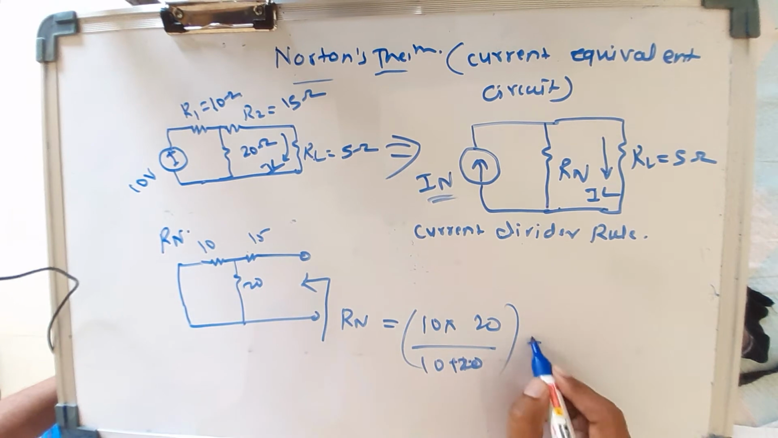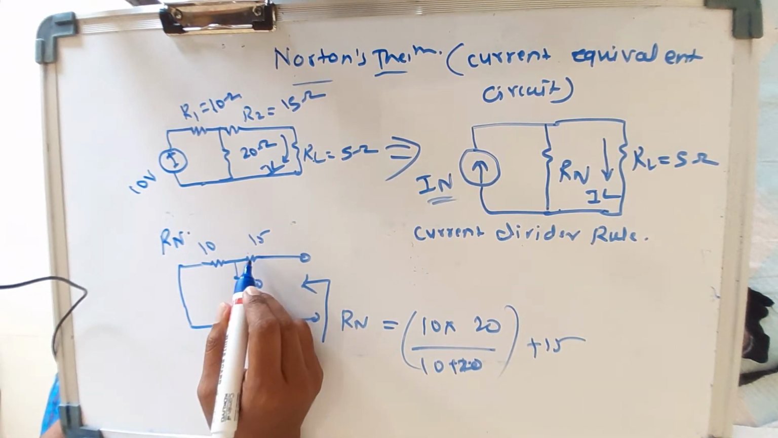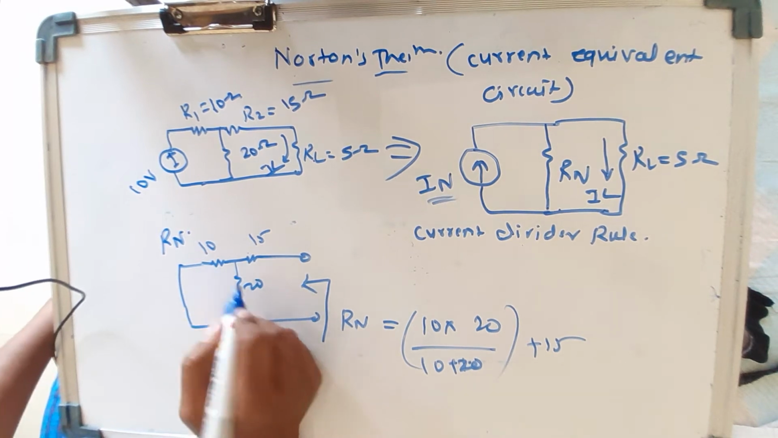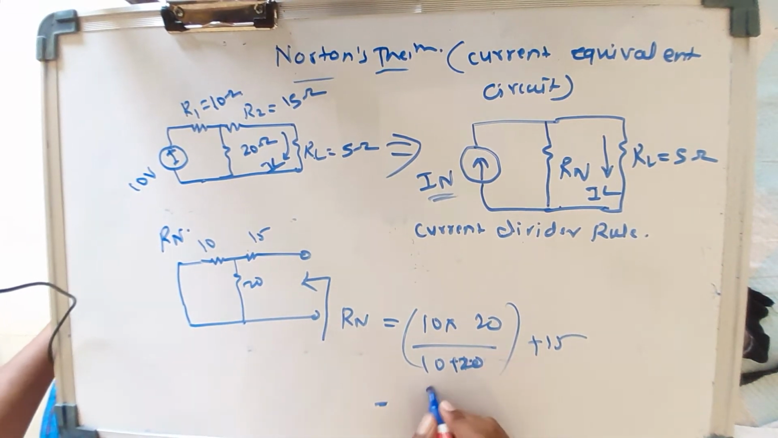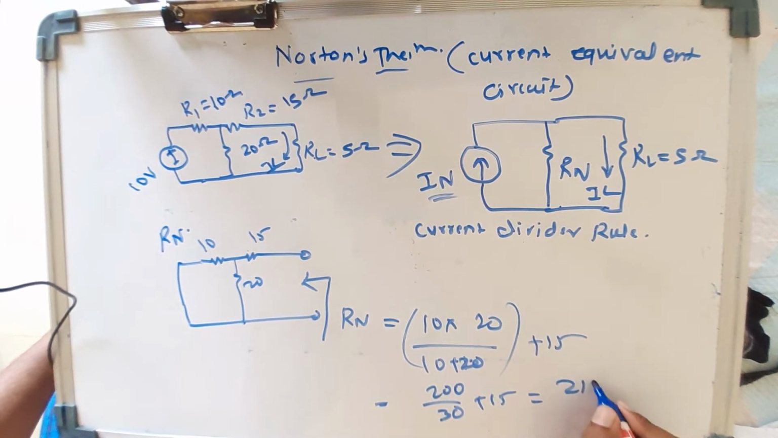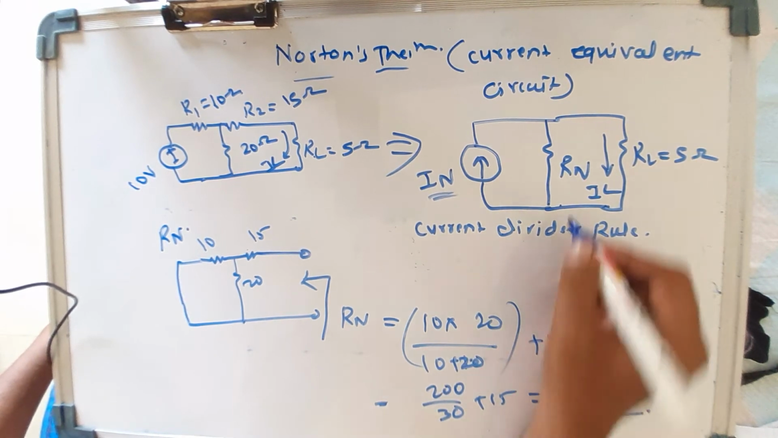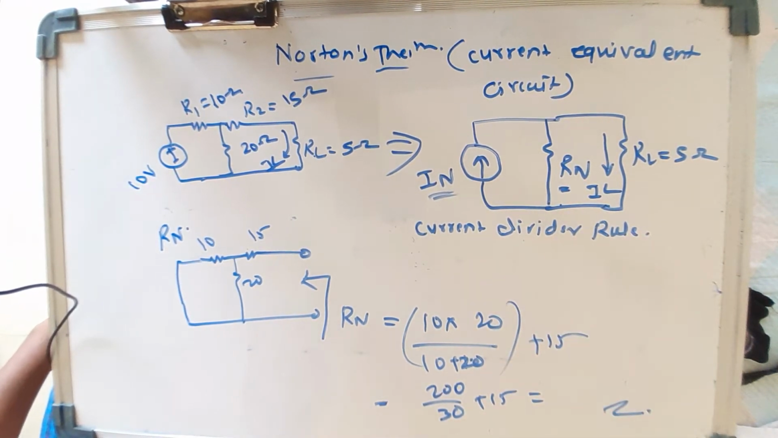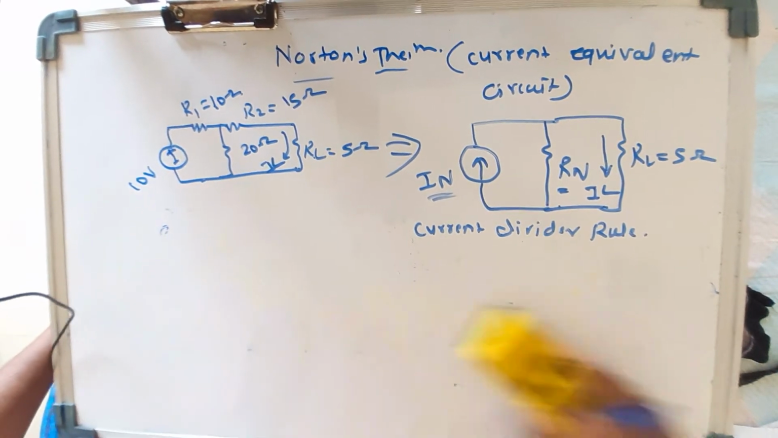That should be 50, and 15 is in series with the parallel configuration of 10 and 20. So R_N you will get as 200 divided by 30 plus 15, so 215. Just do the cross multiplication and you will get the results here. Just put in the value of R_N. Whatever value you get, you have to just put it.